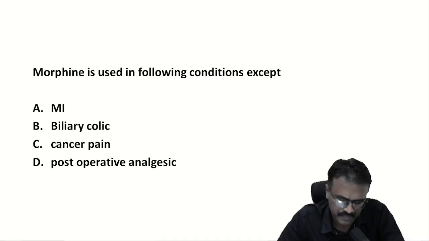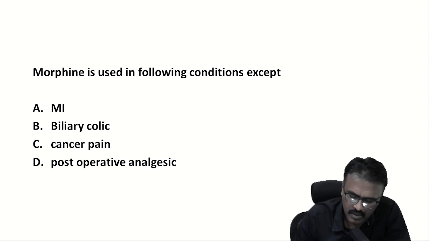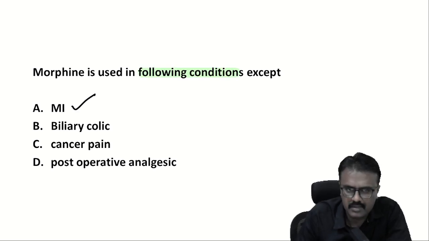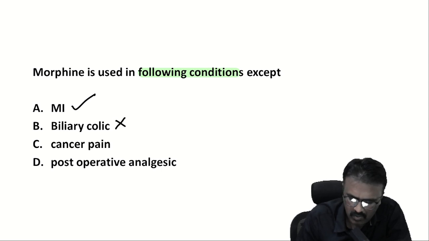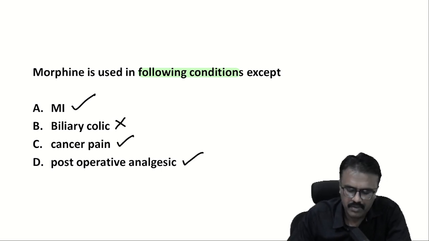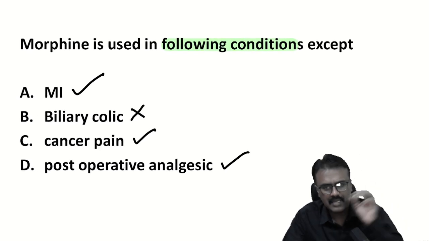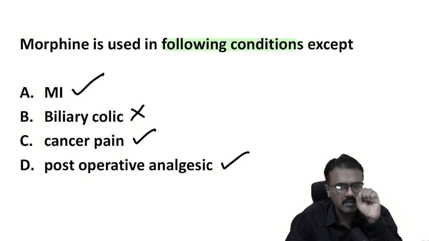Morphine is used in the following conditions except... Can you use it in MI? Very good, yes. Biliary colic, no. Cancer pain, yes. Post-operative pain, yes. So morphine is not given in biliary colic. The reason is simple: it can cause spasm of the sphincter of Oddi and worsen biliary colic.